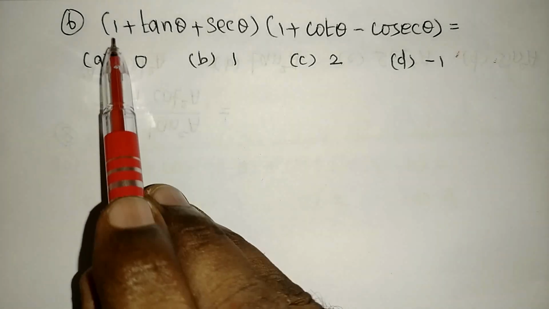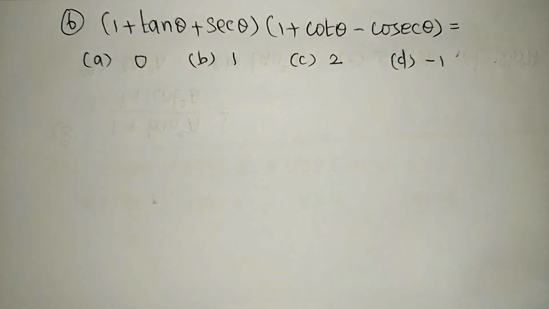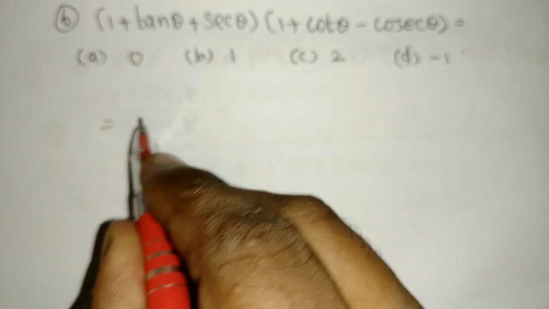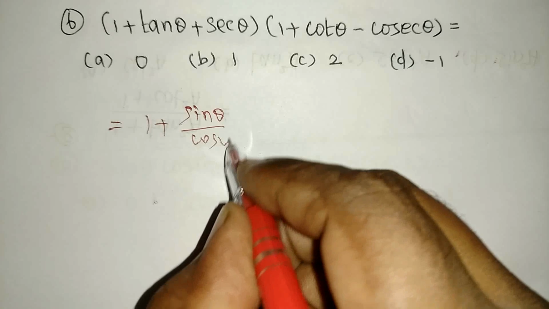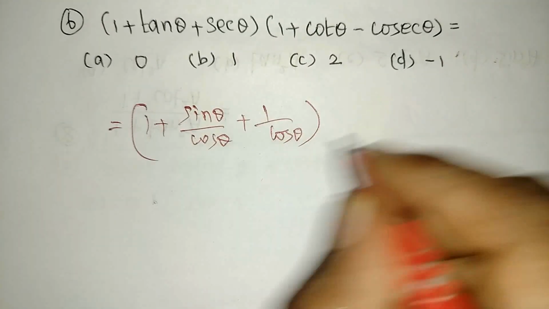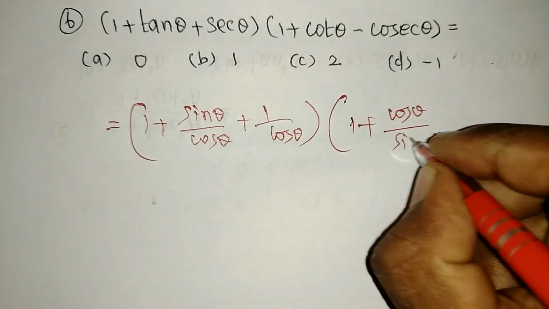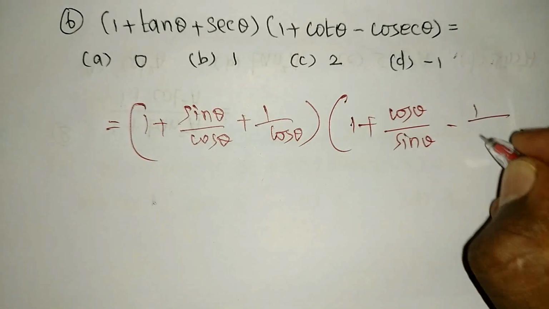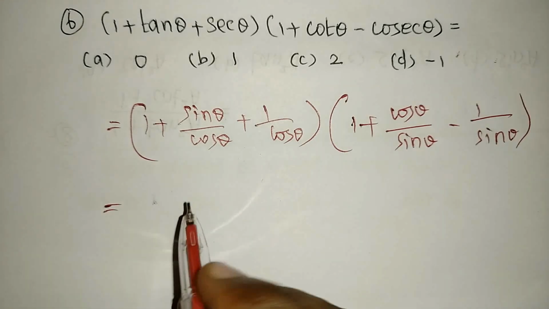Now question number 6: 1 plus tan theta plus secant theta into 1 plus cot theta minus cosecant theta. So this I'm going to write in the form of sin and cos, then it will cancel automatically. We know very well tan theta equals sin by cos. So I'm writing here sin theta divided by cos theta, and secant we know is 1 by cos theta, and cot is cos theta divided by sin theta, minus cosecant, 1 by sin theta. So these reciprocals you must learn. Now I'm going to take the LCM for this.